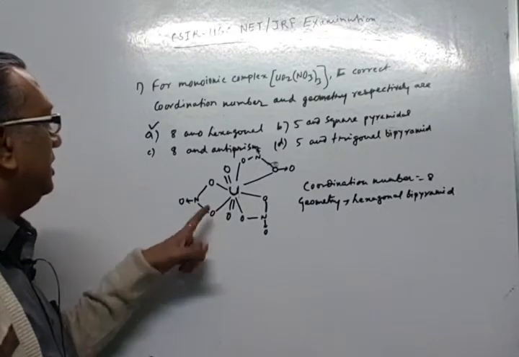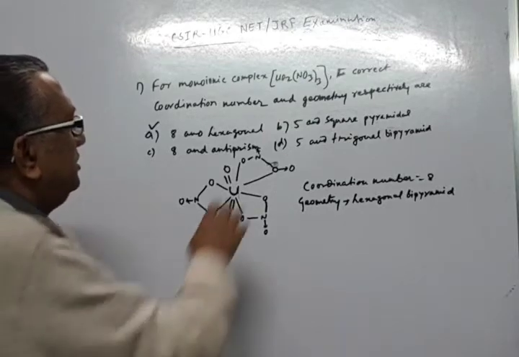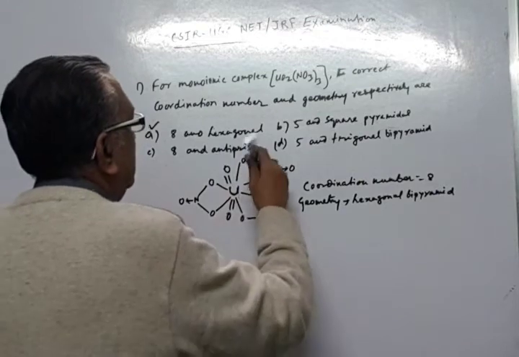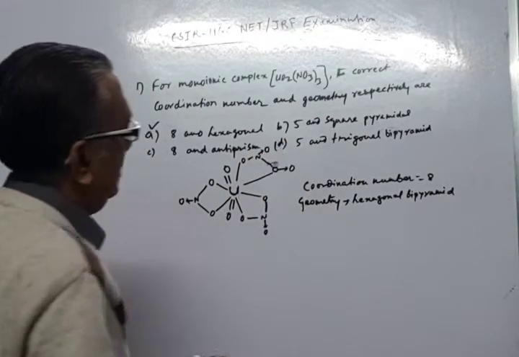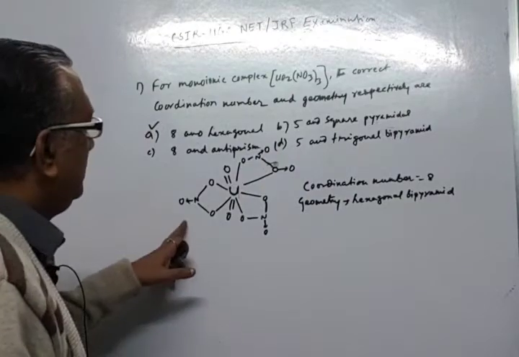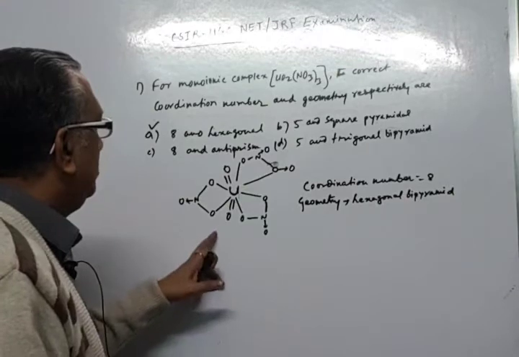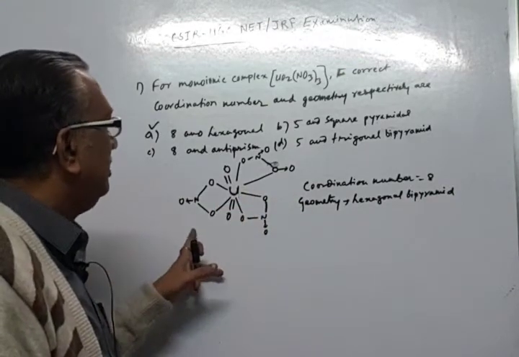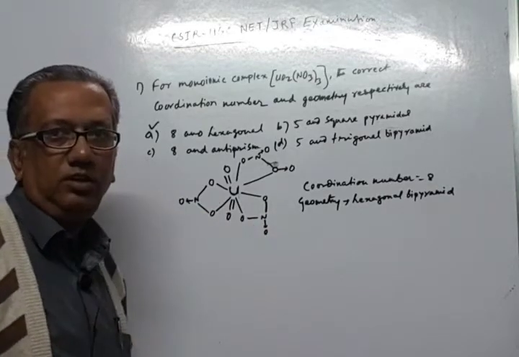So this is the structure of this compound. Actually there is one oxygen also. This can also be written as, we can draw it like this. So this is the structure of this complex, and we have the coordination number as 8, and the geometry is hexagonal bipyramid.